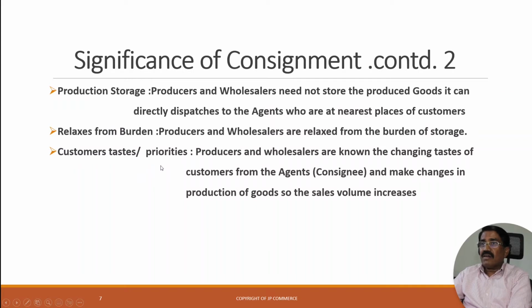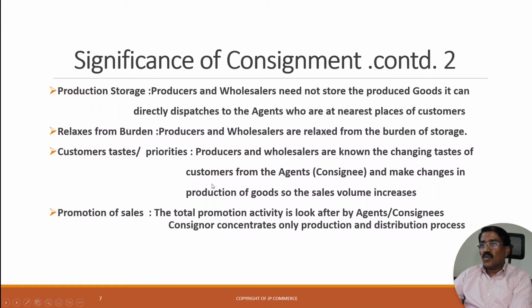Customer tastes or priorities. Producers and wholesalers come to know the changing tastes of the customers from the agents or consignee and make changes in the production of the goods, so the sales value increases. As the consignee is in touch with the customers, that is, the agent lives where the customers live, the agent knows their taste and ideology about the goods. The same is informed to the producer, here the consignor.